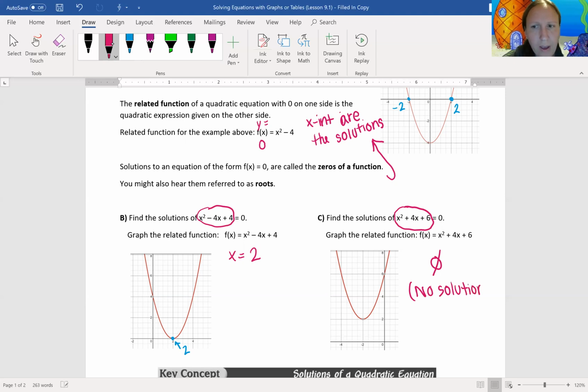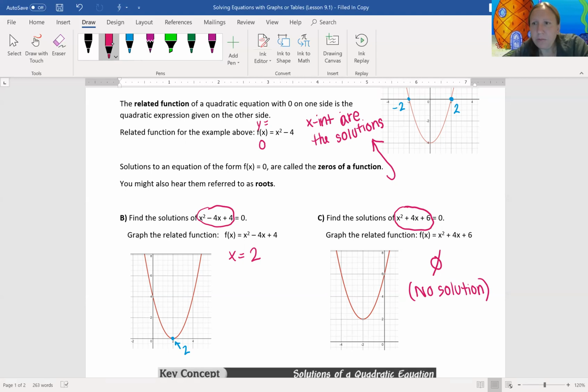So when you have a parabola whose vertex is above the x-axis and it's opening upwards, it's not going to hit the x-axis, so there's no solution. If for some other equation, we had the vertex below the x-axis, but opening downwards, that's also going to not hit that x-axis, and there's going to be no solution.